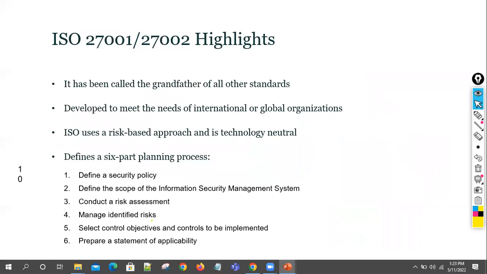Now let's talk about ISO 27001 and ISO 27002 related controls. ISO stands for International Organization for Standardization. There are various standards we have seen in ISO also, like the ISO 27001 standard and the ISO 27002 standard. The ISO standard is called the grandfather of all other standards because it contains all the controls which need to be implemented to fight against cyber related threats, information security related threats and all. This standard has been developed to meet the needs of international or global organizations. The ISO standard follows a risk-based approach. First, you need to identify your risk. After that, you work upon various controls. This is the ISO standard.